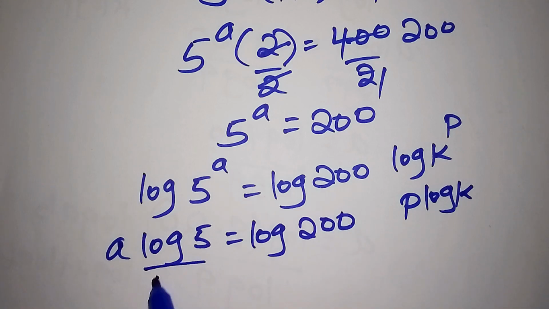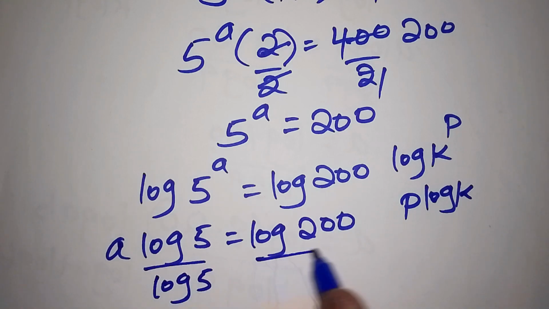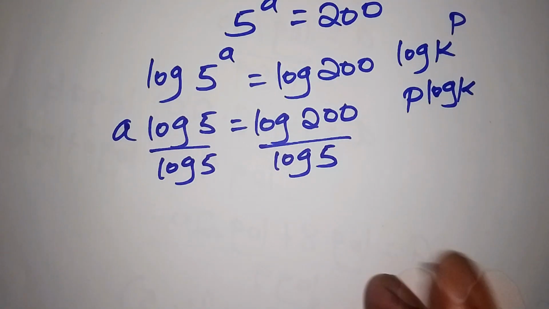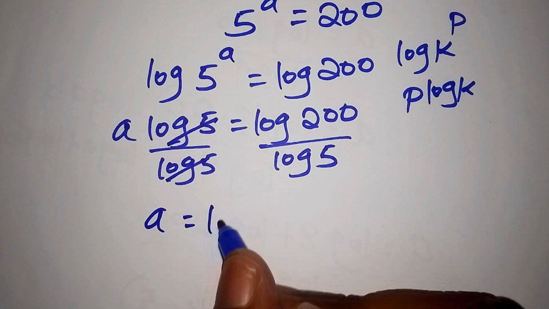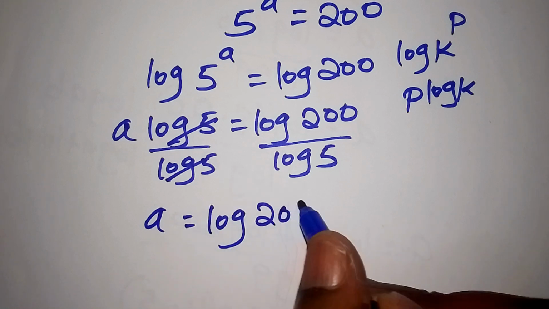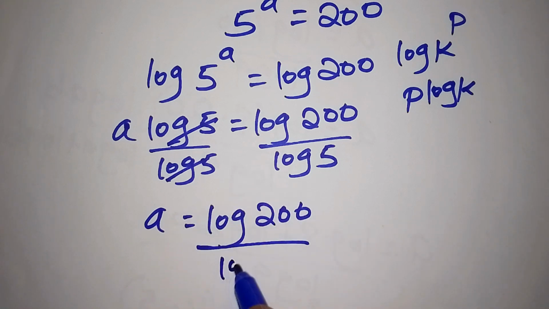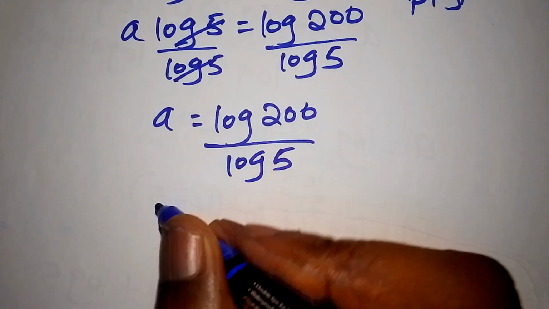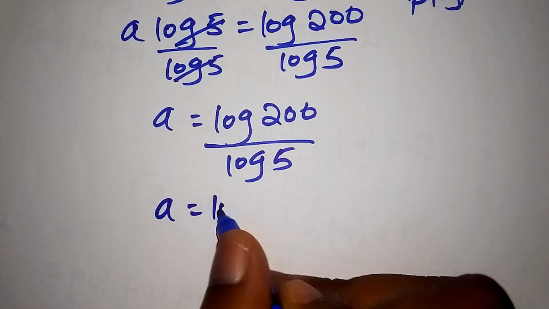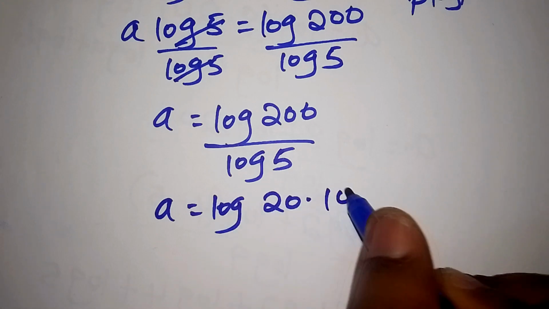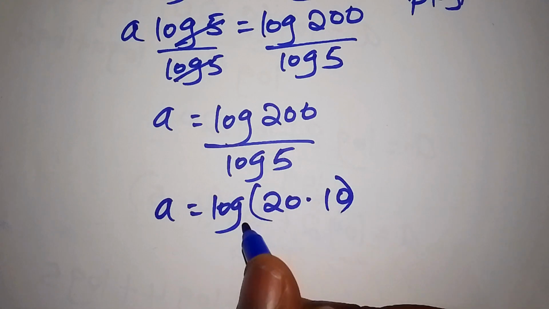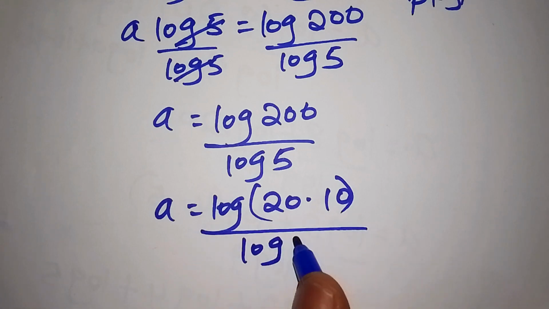So now we shall divide both sides by the log of 5. So log 5 and log 5 shall cancel because they are similar. So a is equals to the log of 200 all over the log of 5. So let's now simplify this one very fast. So the value for a is equals to the log of 20 multiplied by 10, all over the log of 5.